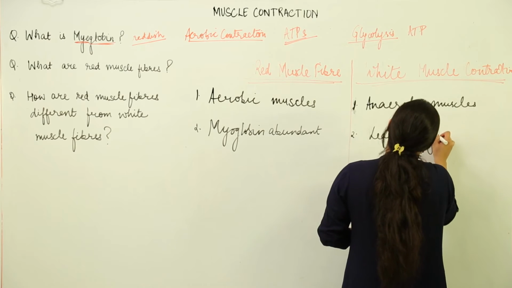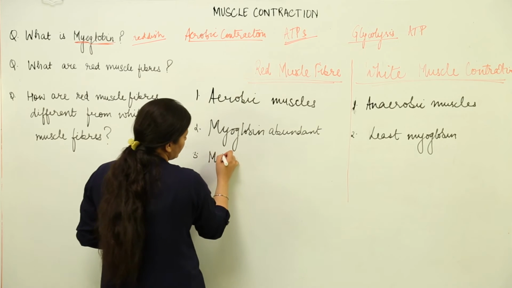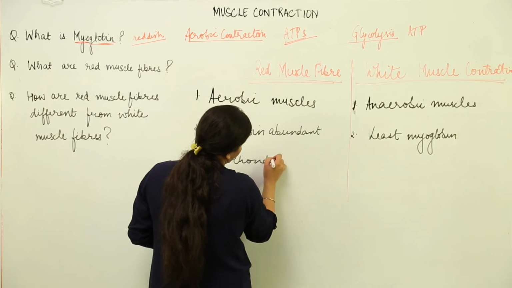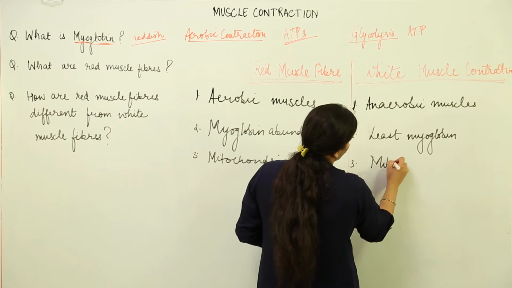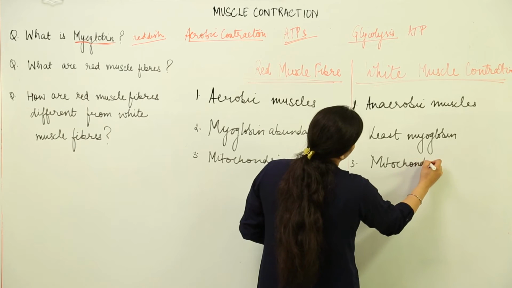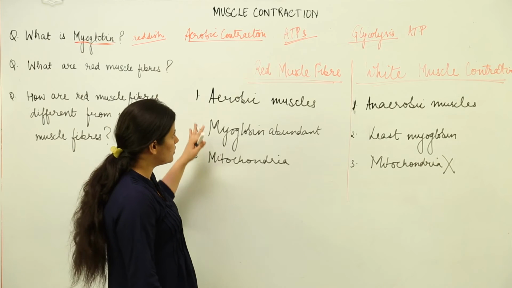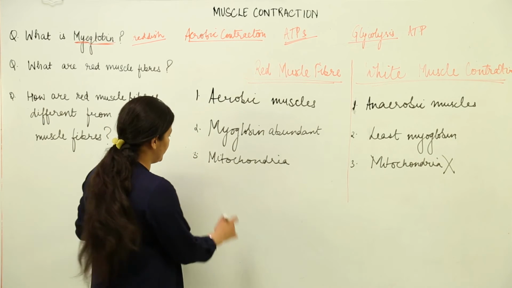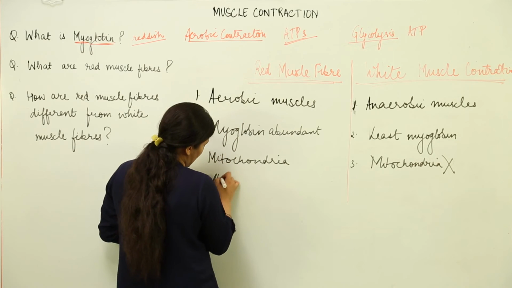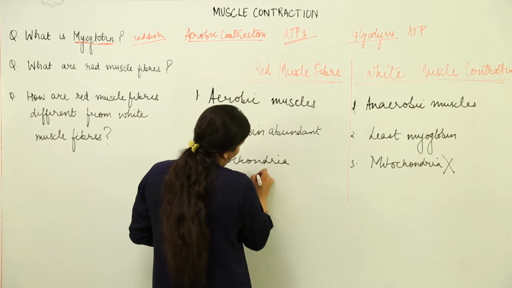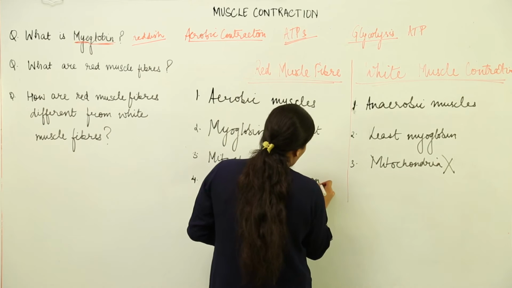As in the case of myoglobin, again the mitochondria would be abundant. Over here, mitochondria would be almost absent, because whatever they require is present in the cytoplasm. They have to undertake glycolysis for the production of ATP. Next, these aerobic muscles are responsible for slow and steady contraction, but do remember the contraction is prolonged.